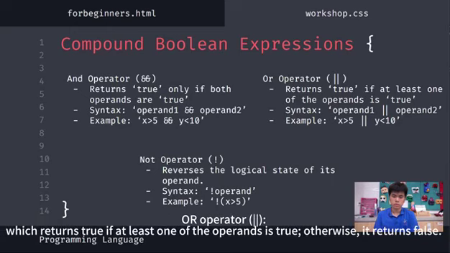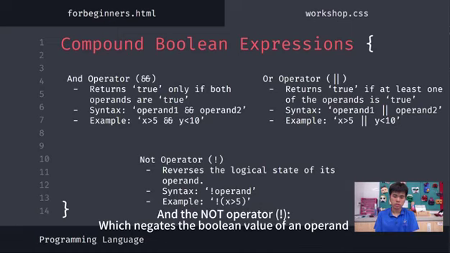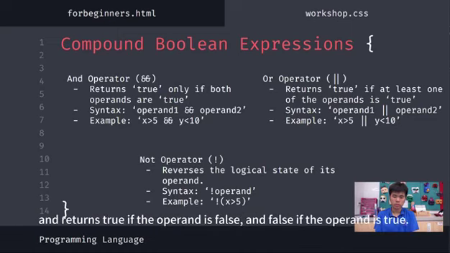The OR operator returns true if at least one of the operands is true and otherwise returns false, and the NOT operator negates the Boolean value of an operand and returns true if the operand is false, and false if the operand is true.